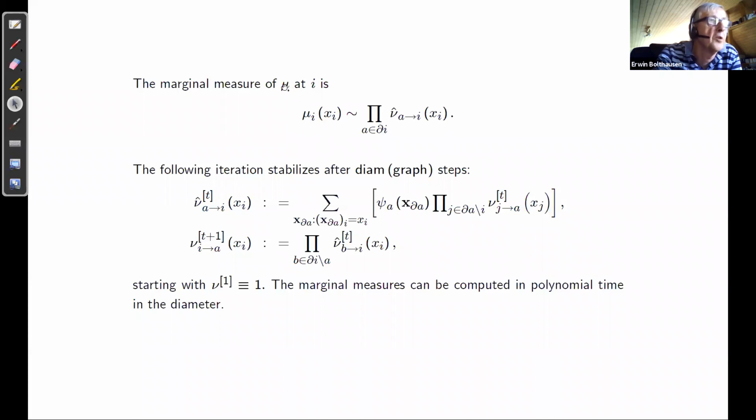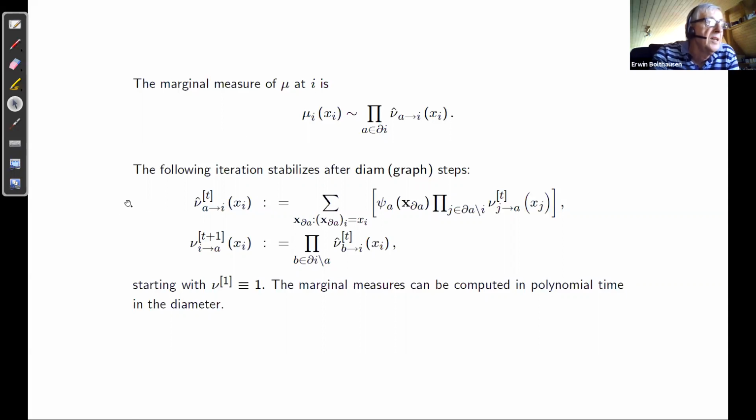If you have knowledge about these quantities, you can compute the marginal measures of the whole measure. The marginal at I you can just write as a product over the messages coming from the neighboring A to I, evaluated at x_i. So if you have a simple way to compute these quantities, you have a simple way to compute marginal measures, and also more complicated marginal measures.